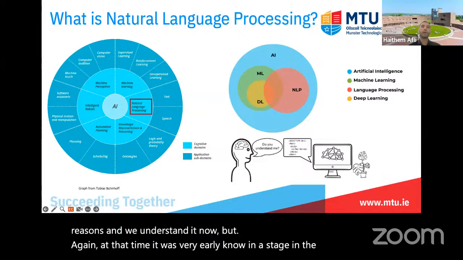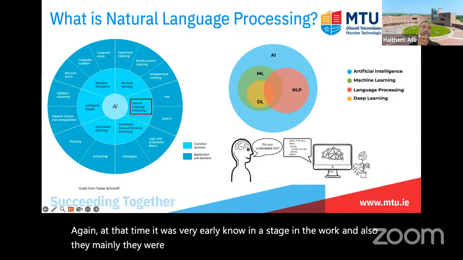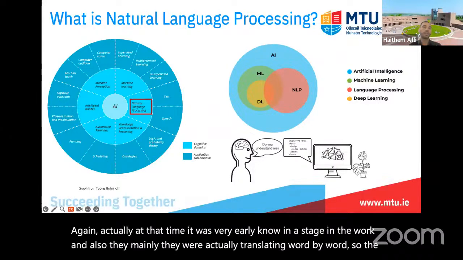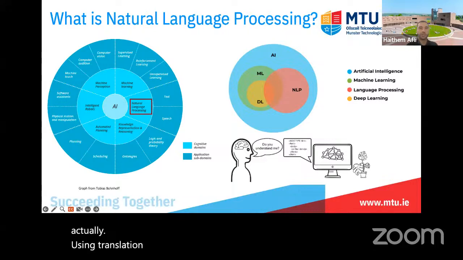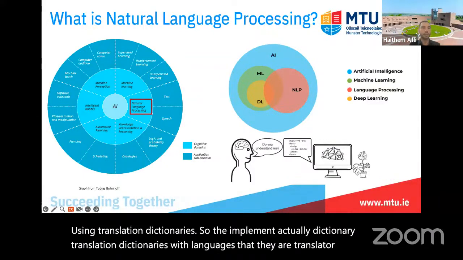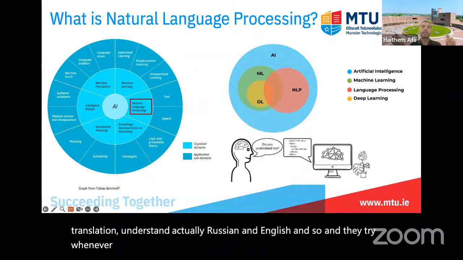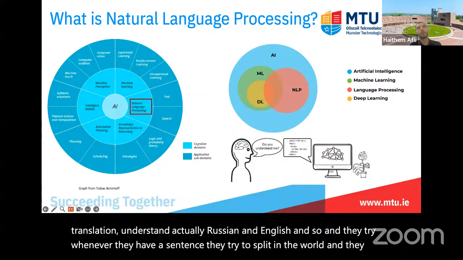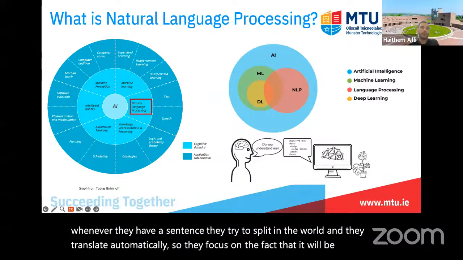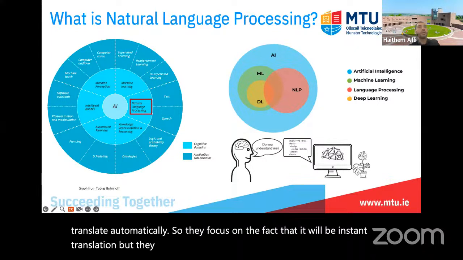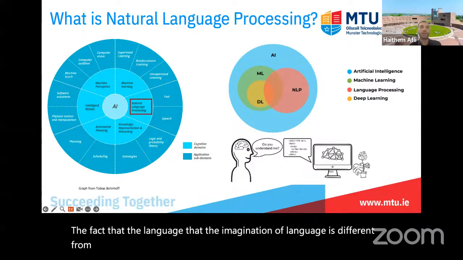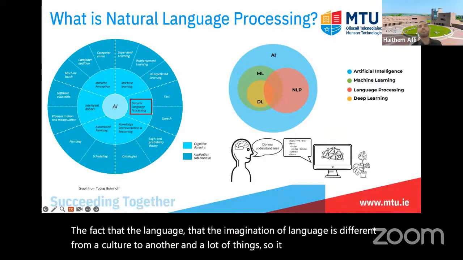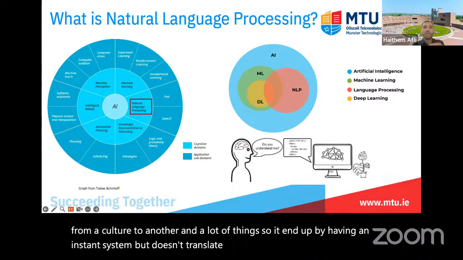They were translating word by word, using translation dictionaries. They implemented translation dictionaries with linguists, professional translators who understand Russian and English. Whenever they had a sentence, they tried to split it into words and translate automatically. They focused on instant translation, but they missed the context. They missed the fact that the expression of language is different from one culture to another, and a lot of things. So it ended up as an instant system that doesn't translate well. Actually, it was mainly garbage.